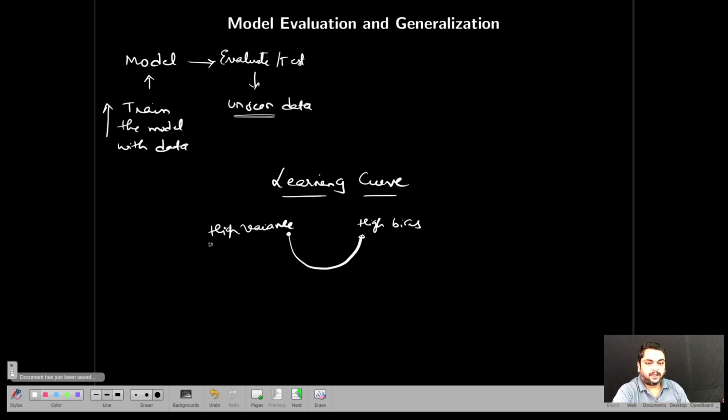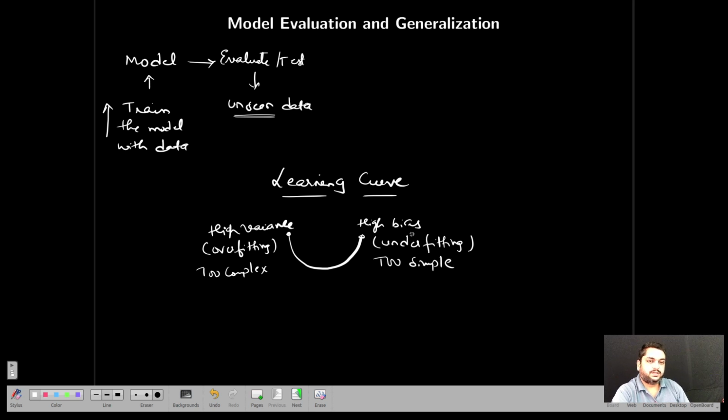When I say high variance, the model is overfitting. That means the model is too complex, a very complex model. High bias means it is not able to capture the simple patterns in the data. So this is underfitting, or the model is too simple.